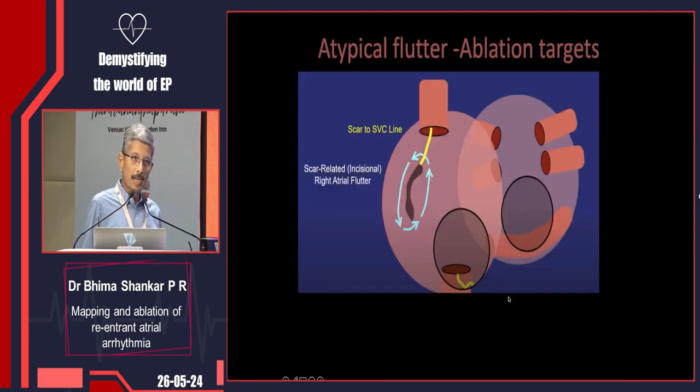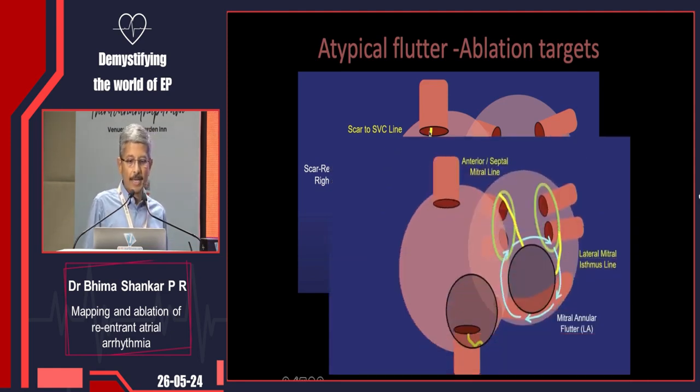The typical target in macro-reentrant flutter is to connect an anatomical electrically inert structure to another anatomical electrically inert structure so that you transect the circuit. Like for an atriotomy scar, the line should be from the scar to the SVC. In the LA, there are several lines, like for a mitral annular flutter. The most commonly done mitral isthmus line is from the mitral annulus to the left inferior pulmonary vein.